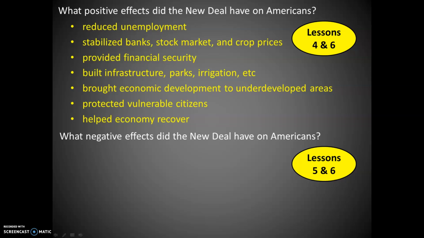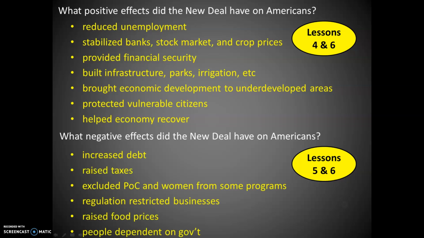The negative side will be covered by lessons 5 and 6, 5 focusing on the criticisms or oppositions to the New Deal, which is where you'll find a lot of the arguments against the New Deal, and lesson 6, which focuses on the outcomes of the New Deal again, which also has some negative effects. Increasing the debt and raising taxes. These programs are very expensive. Some of them excluded people of color and women, oftentimes on purpose, sometimes by accident.